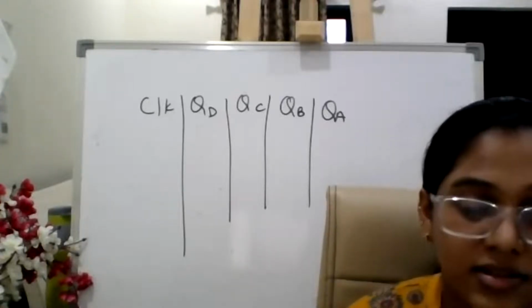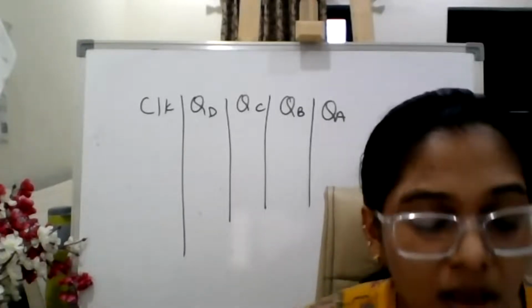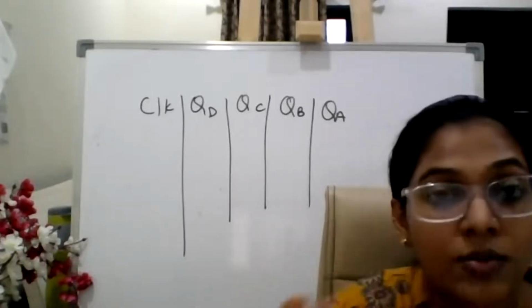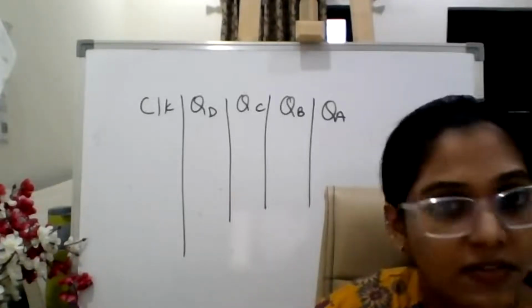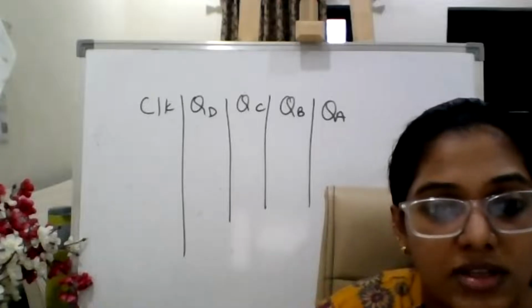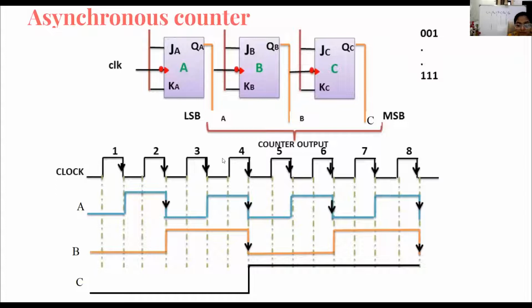What we saw last, we will just take a quick revision of that, and then we will proceed. Only 2 points are left now: synchronous decade counter and down counter. Only these 2 points are left. Then we will see the numericals. So we will start by just revising asynchronous counter.